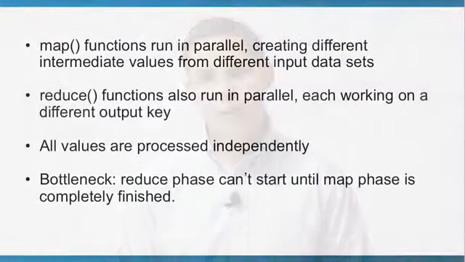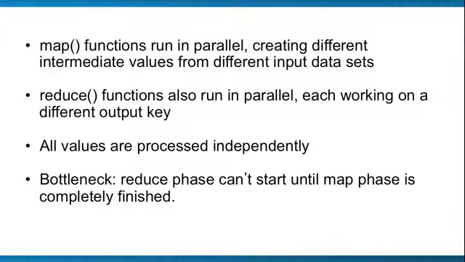So parallelism, that's the key to MapReduce. Map functions run in parallel, creating different intermediate values for different input sets. As we talked about, everything is run locally on the data node. That's where it gets its power. The reduce function is also run in parallel, each working on a different output key. All values are processed independently, and you can already see a bottleneck: the reduce phase can't start until the map phase is completely finished.